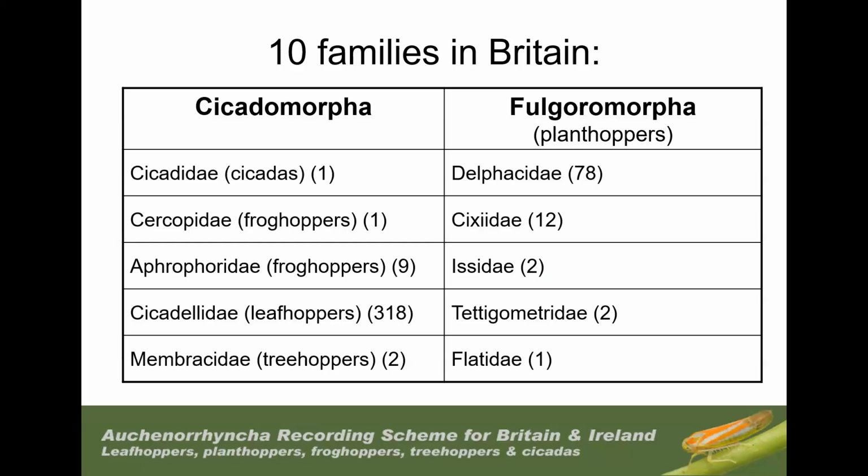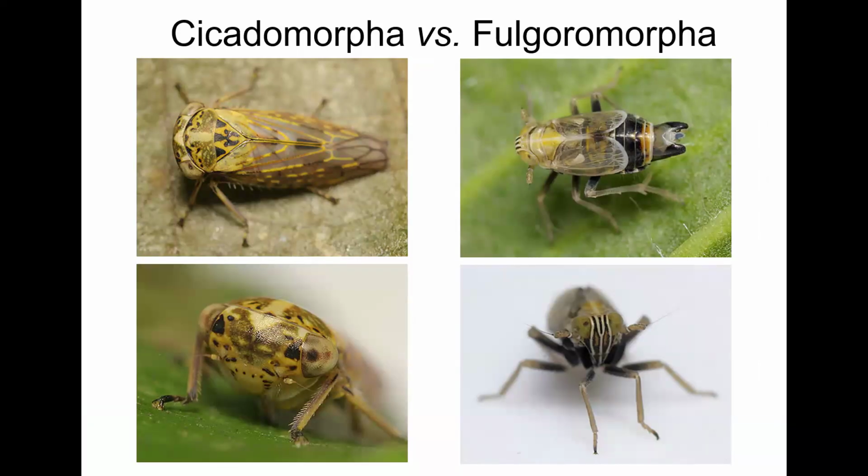In fact, the vast majority are in just two families, the Cicadellidae, the leafhoppers, and the Delphacidae, the group of planthoppers. Then after that we've got a couple of smallish groups, the froghoppers and the Cixiidae. But all the rest are families that have just one or two species in them. I want to have a look through those families in a second, but I just want to make a distinction here between the Cicadomorpha and the Fulgoromorpha, because that divides the whole of the group into two logical chunks.